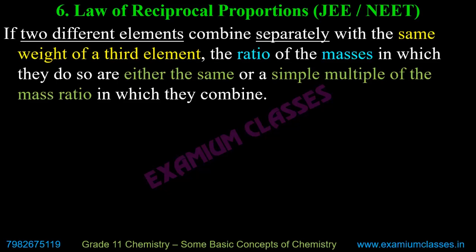If two different elements combine separately with the same weight of a third element, the ratio of the masses in which they do so are either the same or a simple multiple of the mass ratio in which they combine. Again, similar to the law of multiple proportion. Because if you just read the definition, it may not be clear. But still, I would suggest that you read the definition again so that when I explain, you are able to understand. Go through the definition twice before I start explaining.